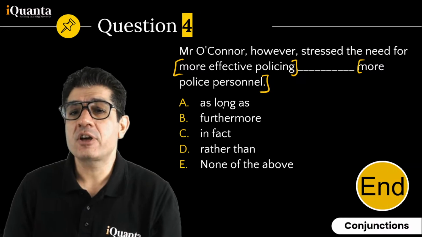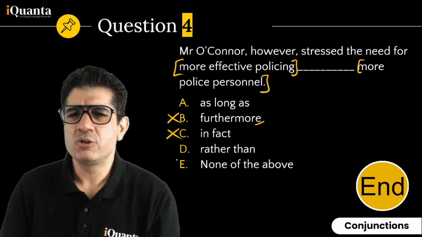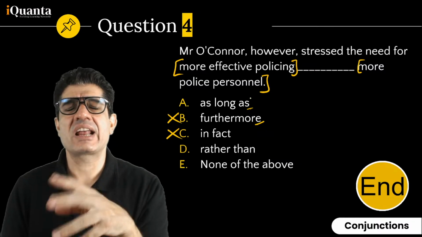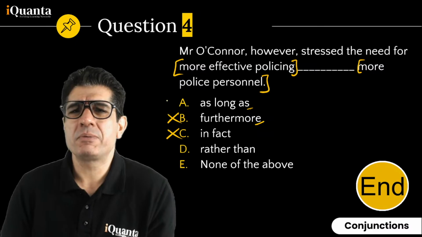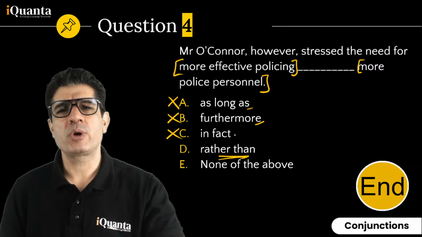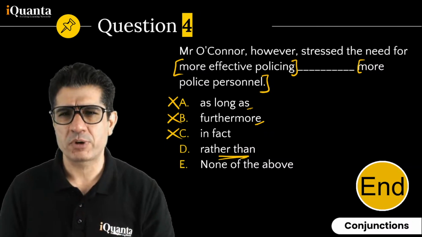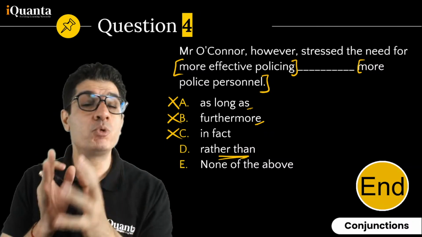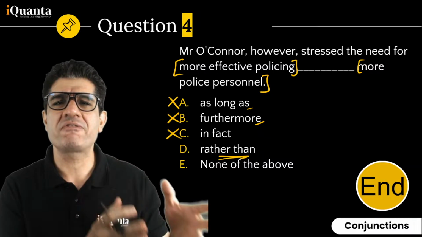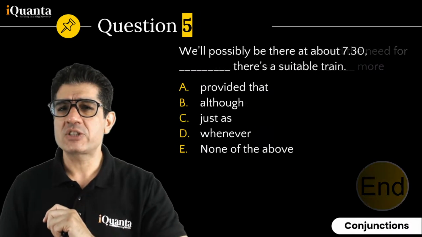Okay, then furthermore is an adverb. It will require a full stop, so you can rule it out. In fact is an adverb, you can rule it out. As long as you need to have a subject thereafter, as in as long as there are more police personnel, but the sentence will remain incomplete if you put just as long as. But rather than gives you that choice. So there is a person who says, yeah, we want more effective policing rather than more police personnel. So we don't want more boots on the ground. We want the existing number of boots to do effective policing. And that is why D is the only one that gives you a grammatically correct sentence. Question number 5.